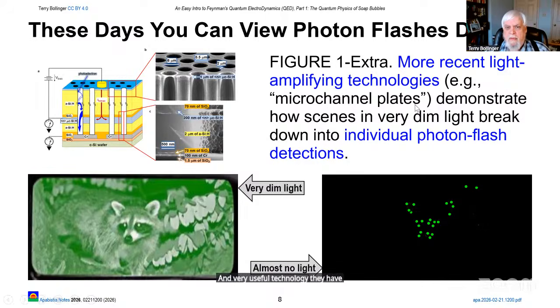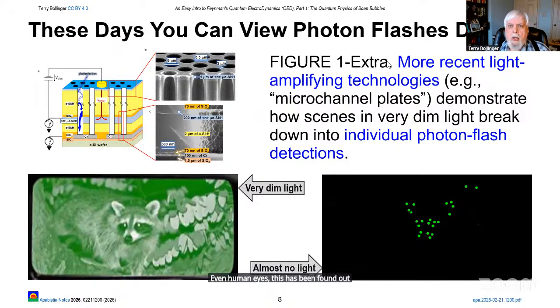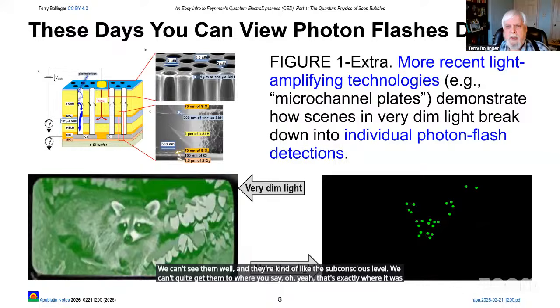And one, it's commercially available, so you can find it out there. But it's just remarkable because if you want to do this experiment, you can do it at home. Even human eyes, this has been found out statistically, we can see photons. We can't see them well, and they're kind of at the subconscious level. We can't quite get them to where you say, oh, yeah, that's exactly where it was. But if you do a statistical analysis of people in extremely dim light, it turns out humans do statistically detect photons. We can say, yeah, there was one right then.